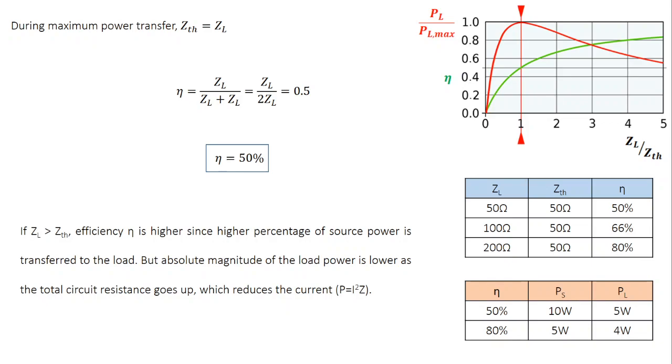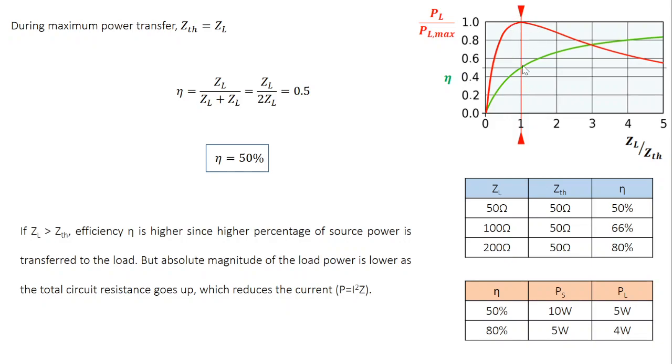Now, let's try to understand the efficiency diagram for any electrical circuit. On the x-axis you have ZL divided by ZTH, and the green curve represents the efficiency curve, and the red curve is PL divided by PL max. So let's look at this point, ZL divided by ZTH equal to 1. This is the maximum power transfer window. As you can see, PL divided by PL max equal to 1. In other words, PL equal to PL max. So maximum power transfer happens at this point.